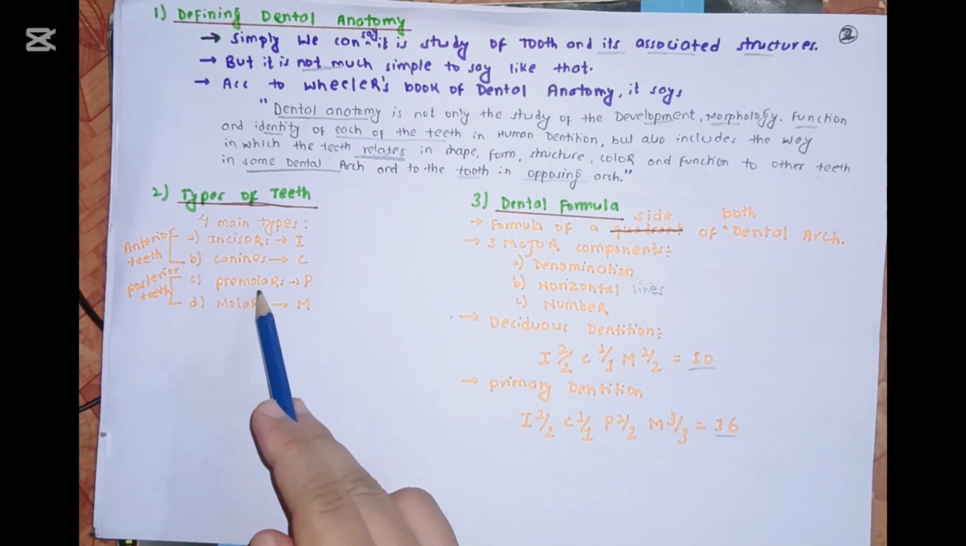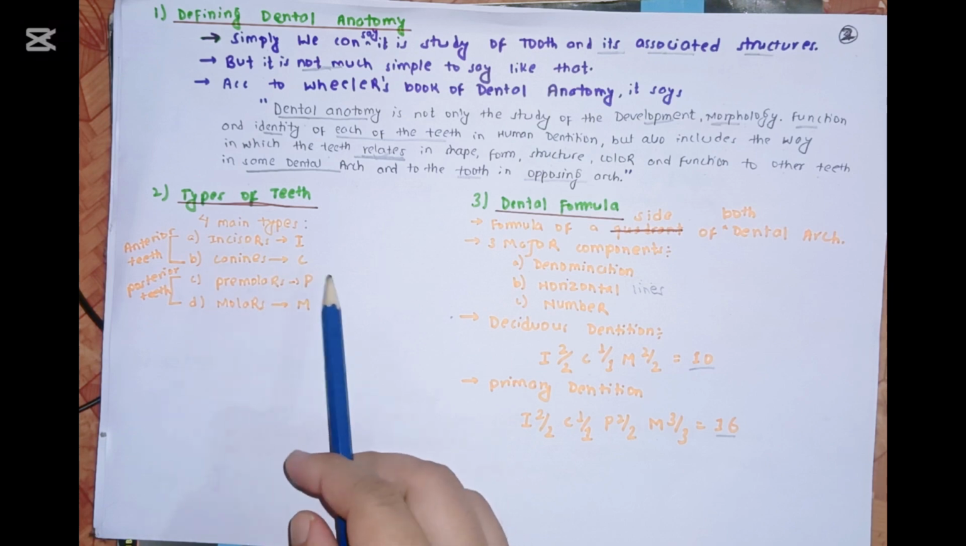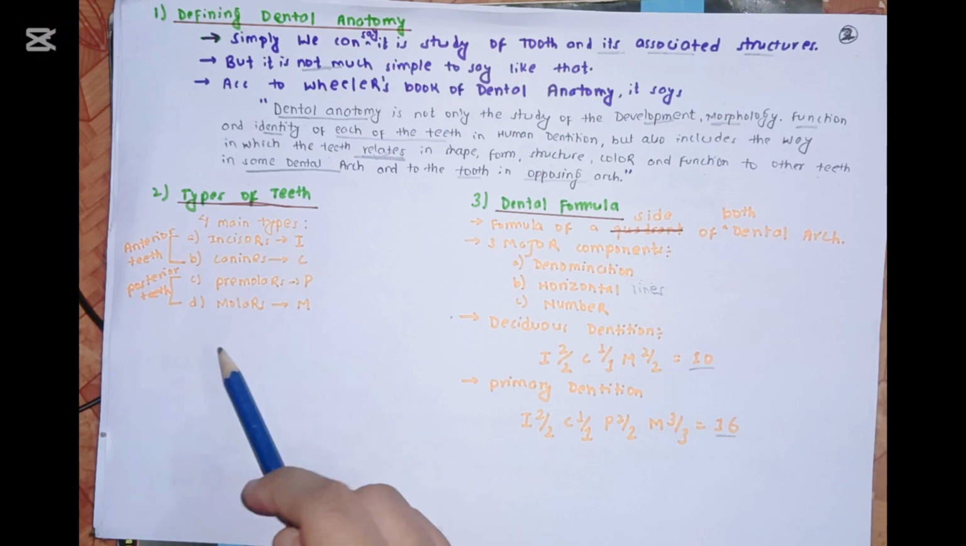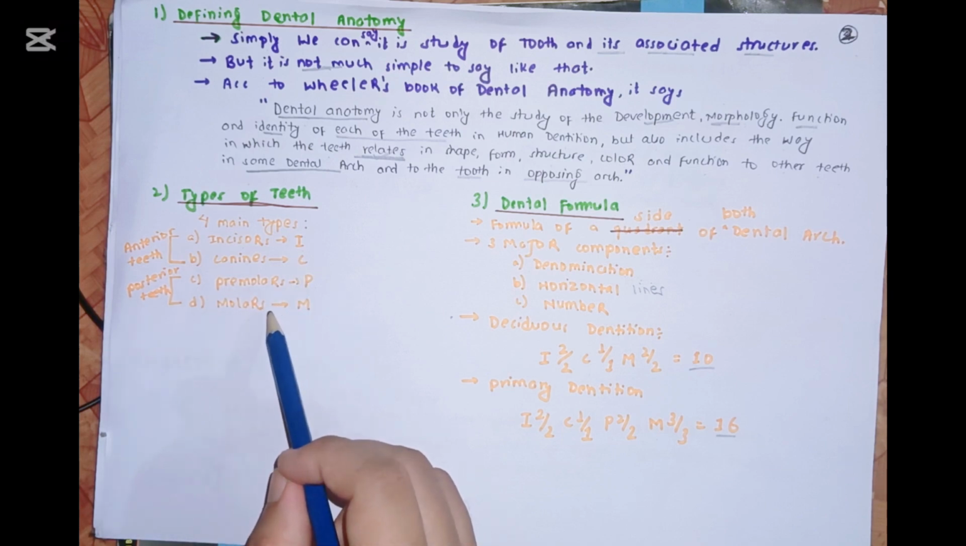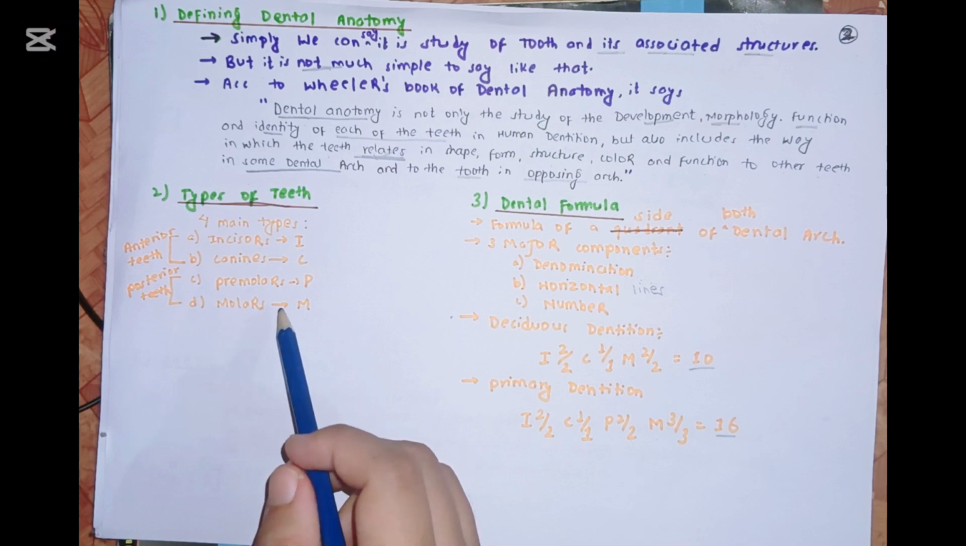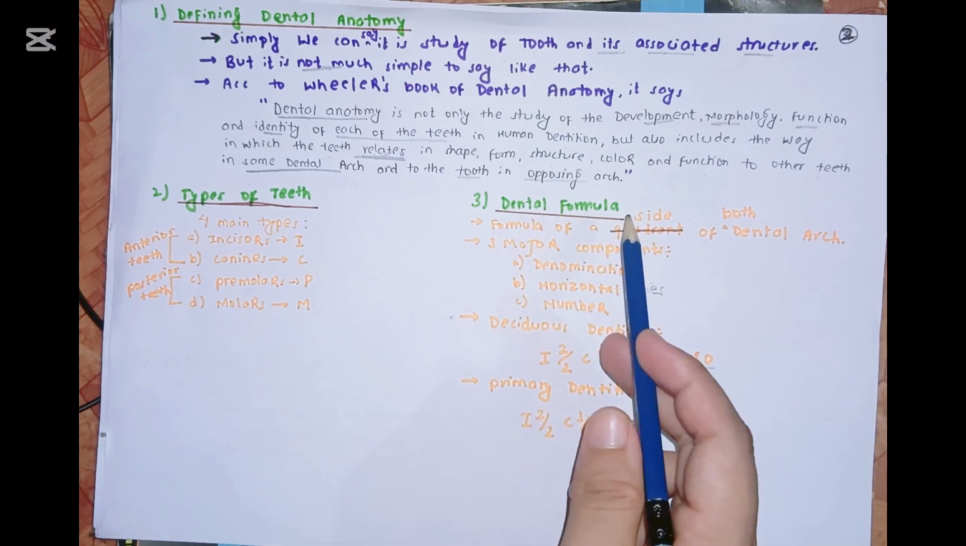Similarly, the posterior teeth, premolars and molars, are used for the grinding of food. Okay, so it is a simple topic. I think I shouldn't have to give much more effort in this part of the video. Now let's move to another subtopic, that is called dental formula.